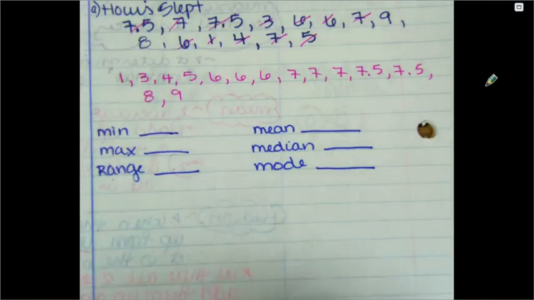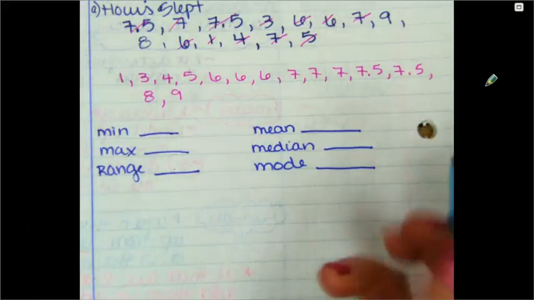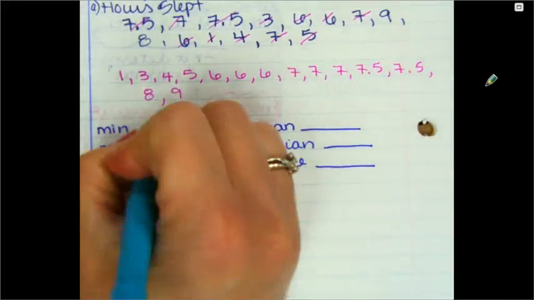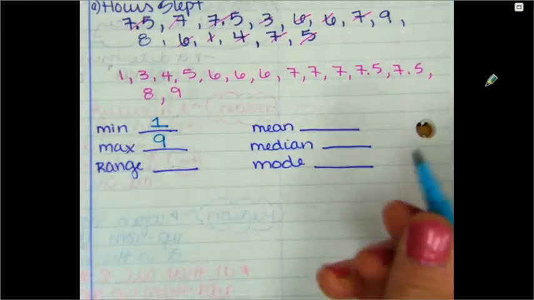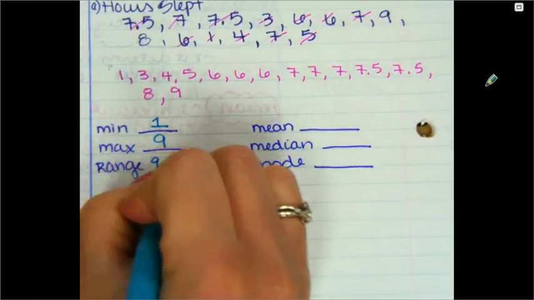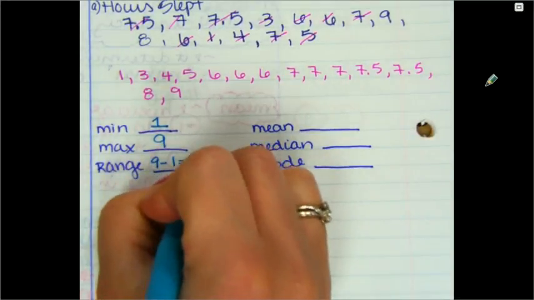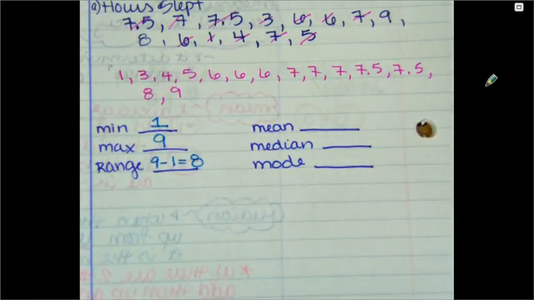Alright, ready? Let's start with the easy one. What's the minimum? 1. What's your maximum? 9. How do you find range? 9 minus 1 equals what? 8. It's easy, you don't have to show much work on that one. But for your mean, you need to show me what the top number is. Anyone know what the top number is?